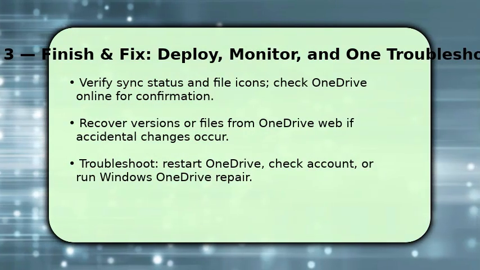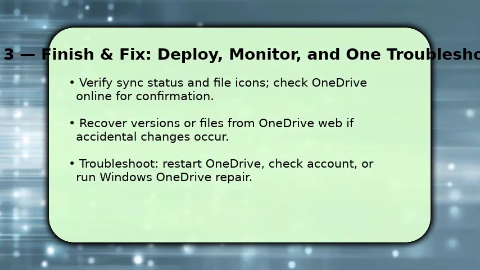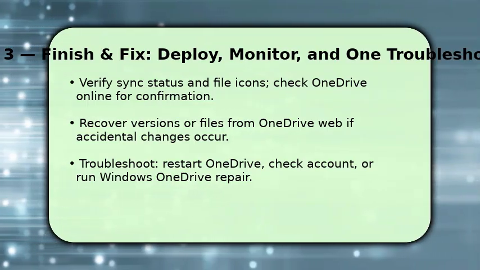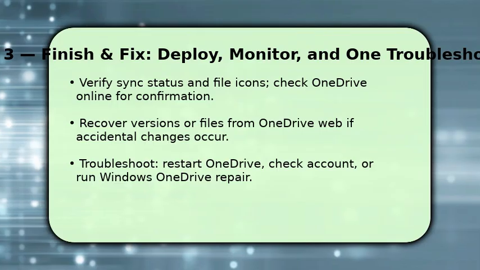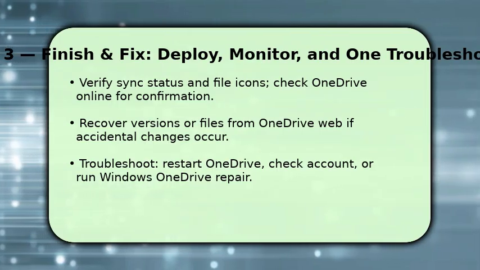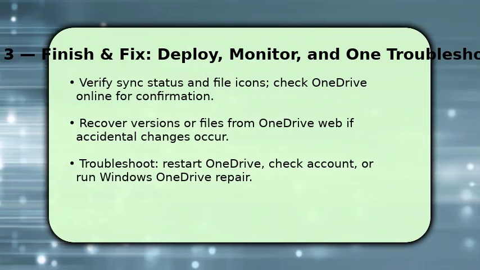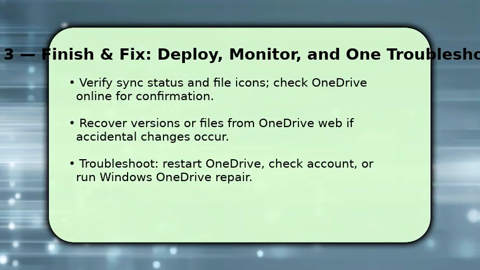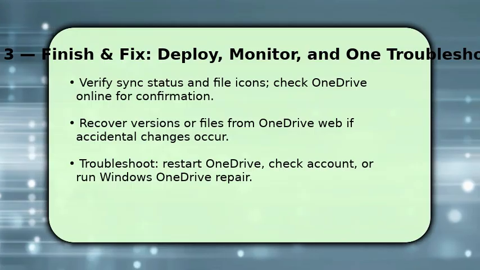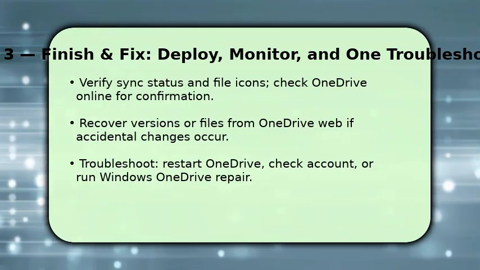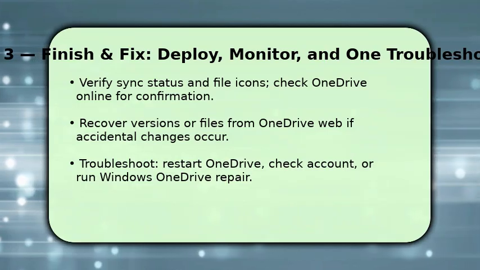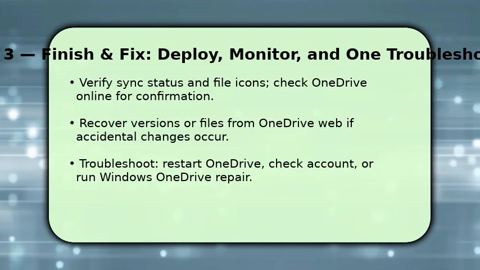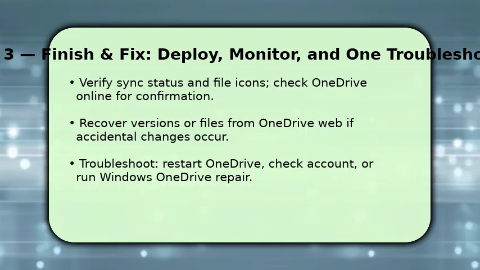To finish, verify that the status icons show sync completion and spot check files both locally and on OneDrive Online to confirm accuracy. If a file was changed or deleted, use version history or the recycle bin on the web to recover it quickly. If sync stalls, restart the OneDrive app, confirm you're signed into the correct Microsoft account, and run the built-in repair from settings. These steps fix most problems and restore normal syncing without losing data.